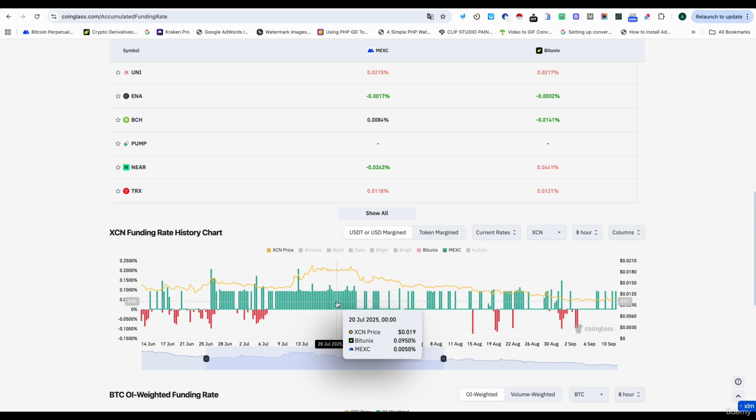So when you multiply 0.09% by 6 funding cycles, you get 0.54% per day. That is incredibly high for a delta neutral strategy. This is a coin we should always keep an eye on. Whenever XCN shows a similar pattern in the future, it becomes a strong candidate to set up another arbitrage strategy.